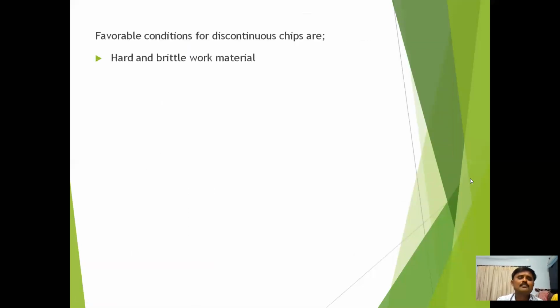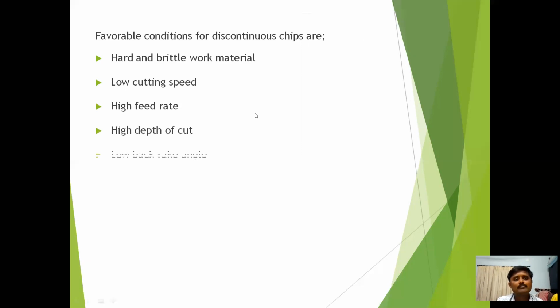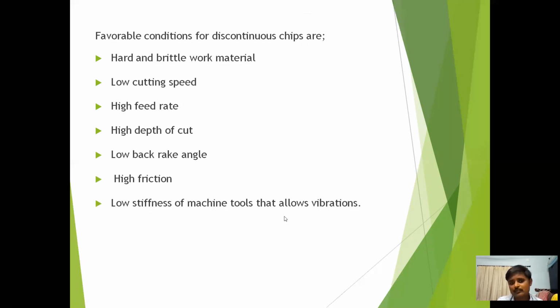We'll see what the favorable conditions for this discontinuous chip are. First, the metal should be hard and brittle, with low cutting speed, high feed rate, high depth of cut, low back rake angle, and high friction. These are some favorable conditions for the discontinuous chip. And low stiffness of the machine tool, which allows vibrations, is also one of the conditions.